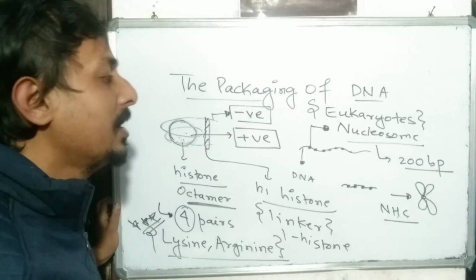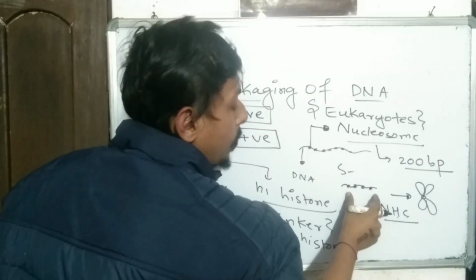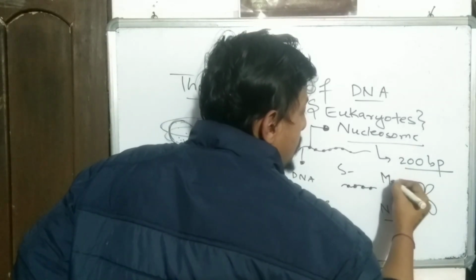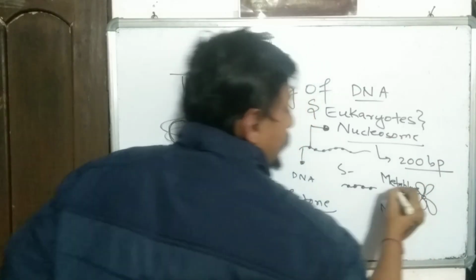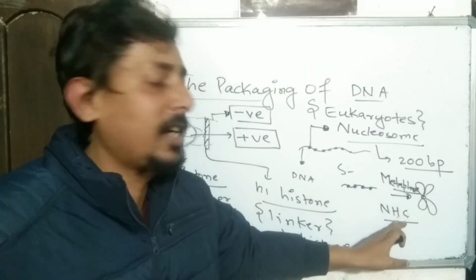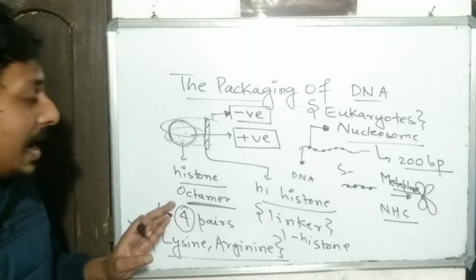Histone proteins are used in S phase of the cell cycle, but when the chromosome is formed during the metaphase of the cell cycle, the chromosomes are formed from the chromatin, and this requires extra protein that is called non-histone chromosomal protein.